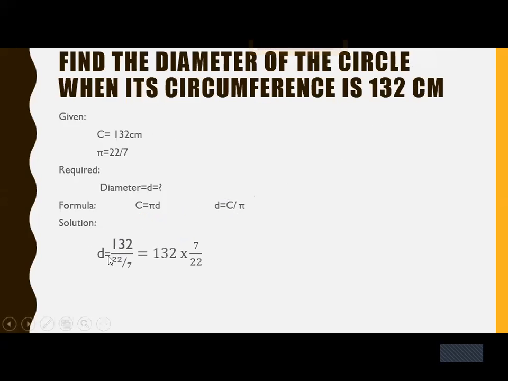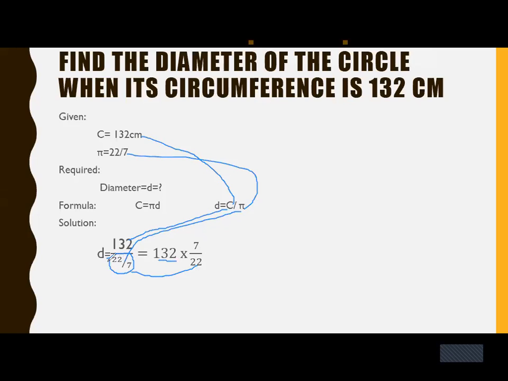Write down d over here, then put the value of c. Look at this solution. We have to put the value of c in the numerator and the value of pi in the denominator. We get 132 upon 22 over 7. Clear? Now, 132 will remain here in the numerator, and this 22 over 7, when we shift it to the numerator, becomes 7 over 22.